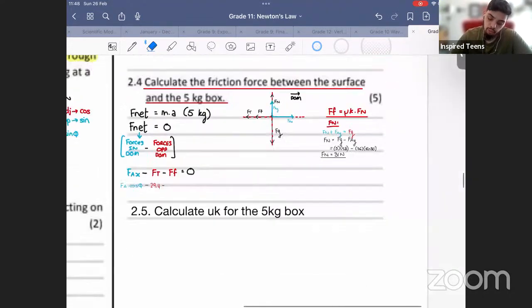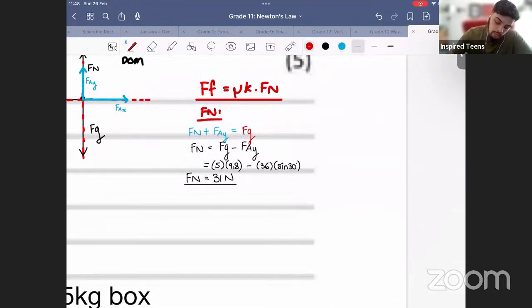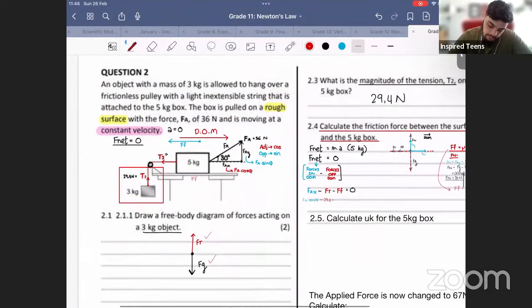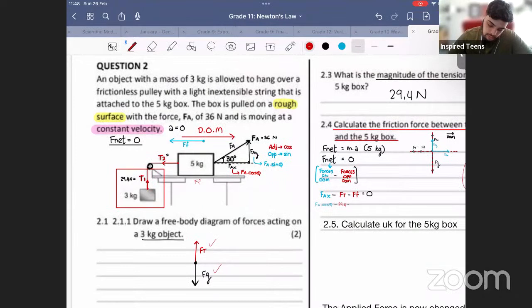Now that we have the normal force, we can use it to get our frictional force. The frictional force is equal to mu k. Is mu k given? I think it's supposed to be given.